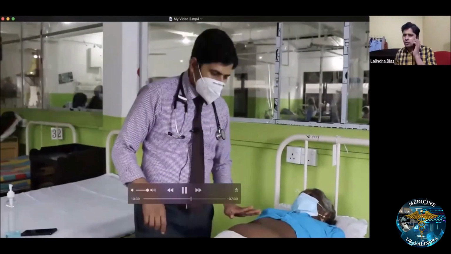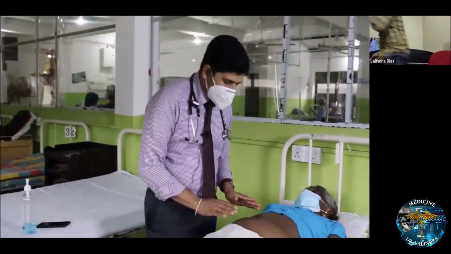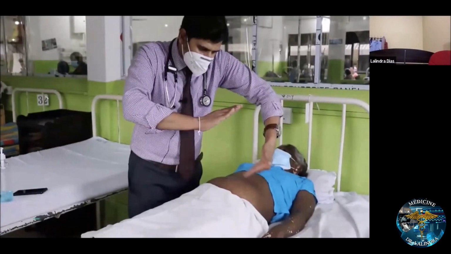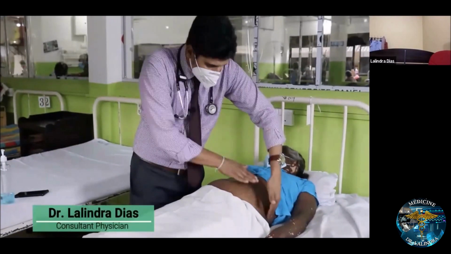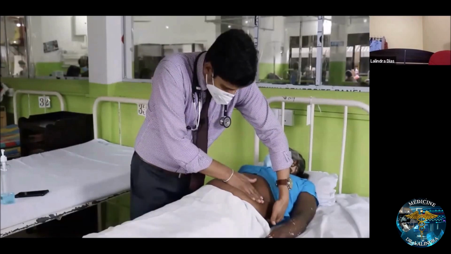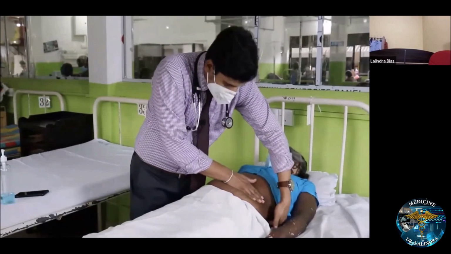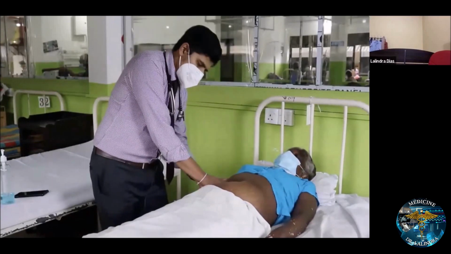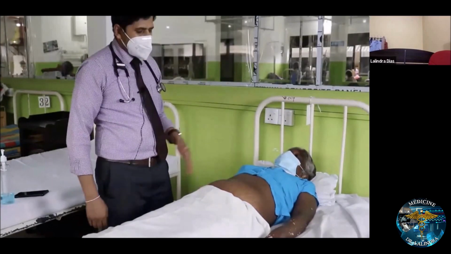After that I have to see whether there are any palpable kidneys. So this is the method of examining palpable kidneys. You give a gentle push like this and keep the other hand to palpate it. There's no palpable left kidney. Now I'm going to see whether there's a palpable right kidney. There's nothing like that.